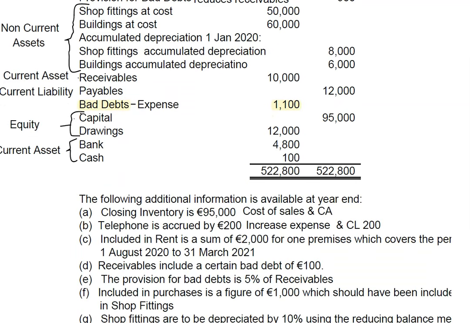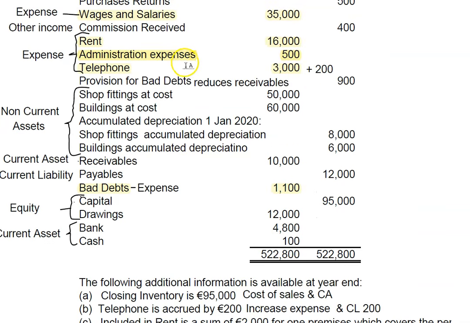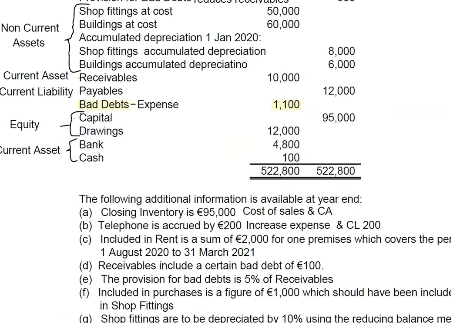is a prepayment. And the rule for prepayment is we need to reduce the expense for the prepaid amount and show a current asset. So whenever we work out the prepaid rent, we're going to go 16,000 minus the prepaid portion of that, because that is not this year's expense. It's next year's expense. It should be shown in next year's accounts.